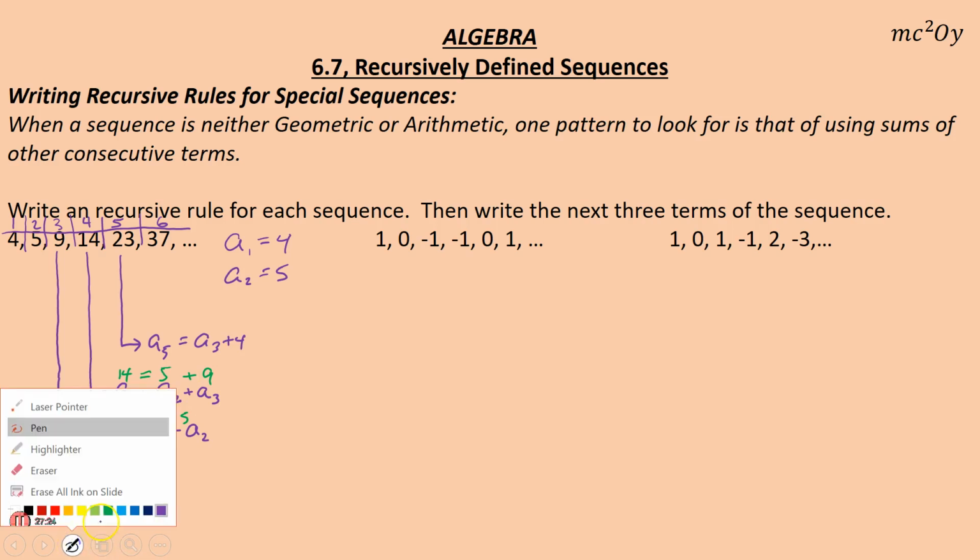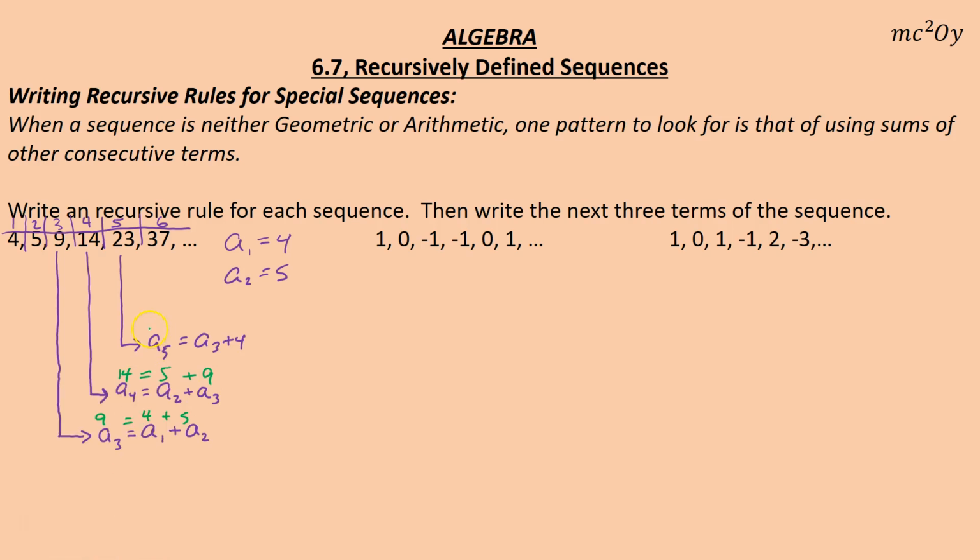And once again, you check your work. You'd say, okay, the fifth term is 23. That's equal to the third, which is 9, plus the fourth, which is 14. And I just noticed that I wrote the fourth wrong, so let me fix that. This should be not just 4, it should be a sub 4. And it does work out, though.